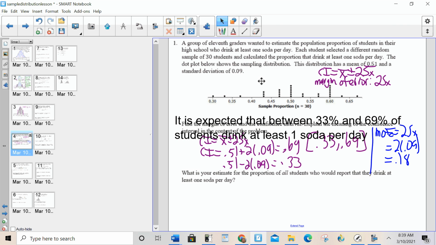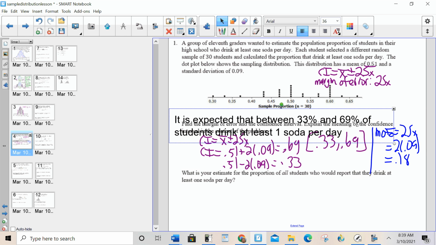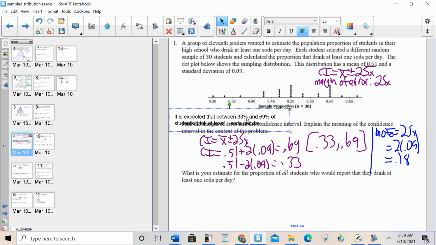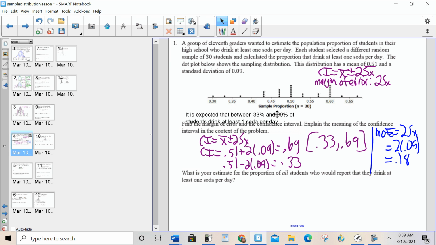Let me make that smaller so we can fit it somewhere. But that's the conclusion from this. Based on this, if I had to say what the actual percentage was of students that drink soda in the school, it's going to be somewhere between 33% and 69%. Now, that's a pretty large range there. We'll talk later in the problem about how to get it to not be so large of a range.